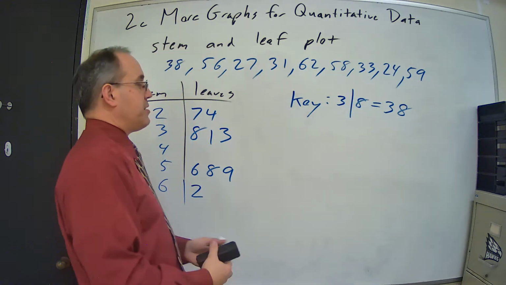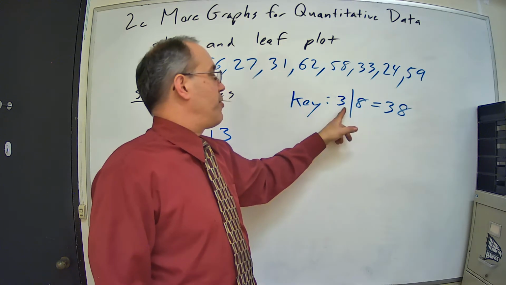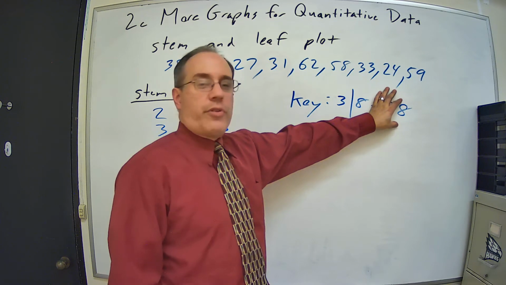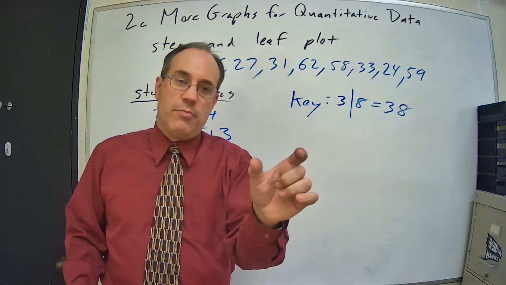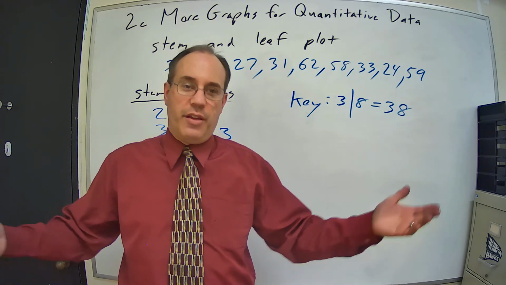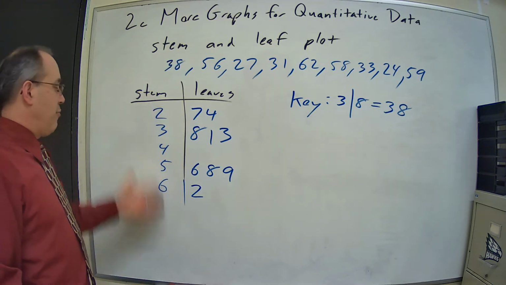And the key consists of not just this vertical line, but the definition of what it's doing. So 3 | 8 is equal to 38. If you just tell me 3 | 8, well, that's like saying an inch. But what's it equal to in distance for the map? So that's our stem and leaf plot.